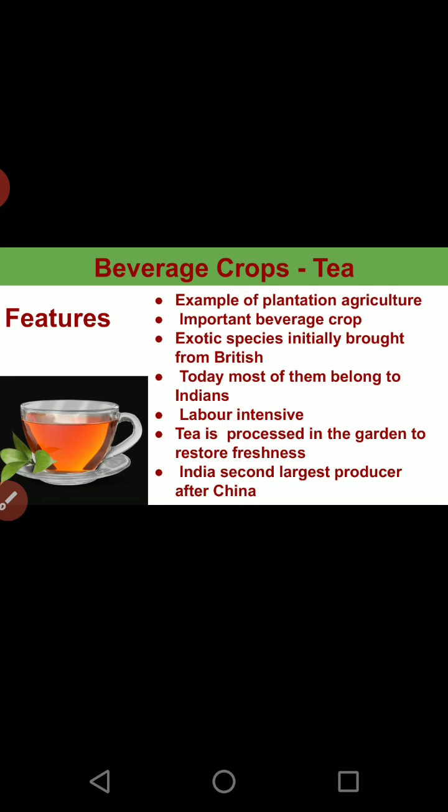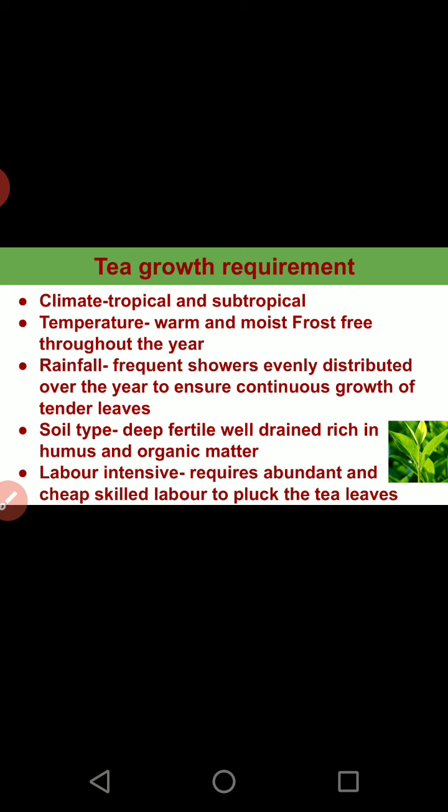The tea crop requires laborers, because in order to pluck the tender top leaves and twigs, we require too many laborers. Tea is processed in the garden itself so that the freshness can be retained, and hence we call it a plantation type. India is the second largest producer of tea after China. The growth requirements are very special. They have to be studied and learned in detail.